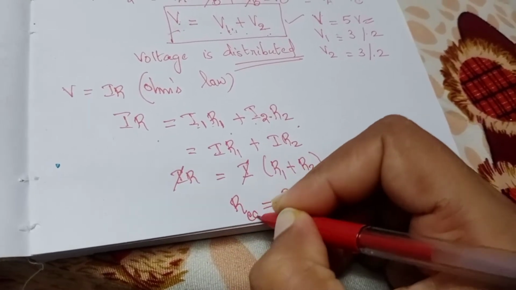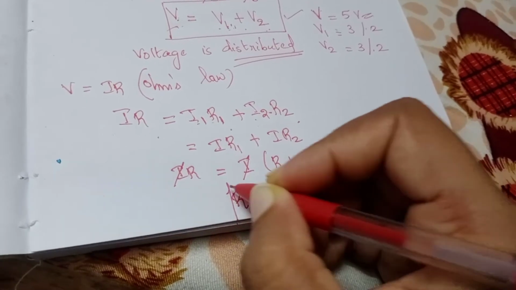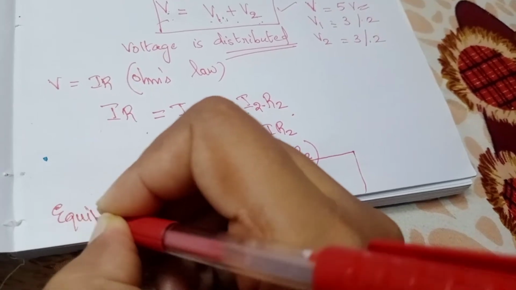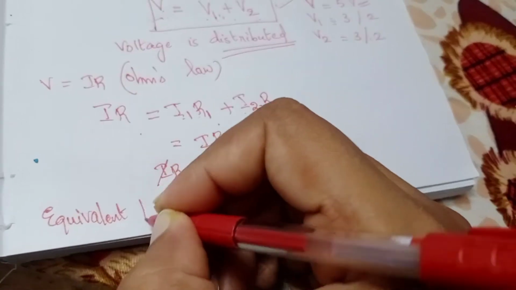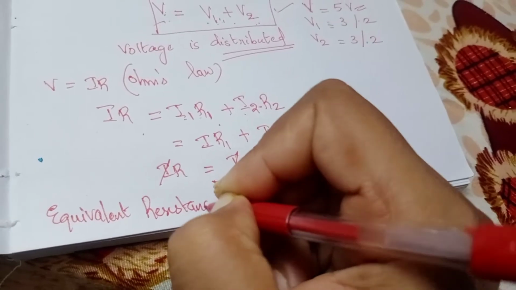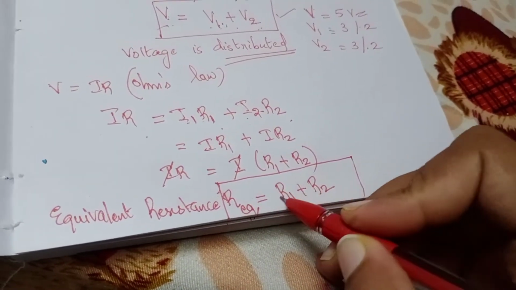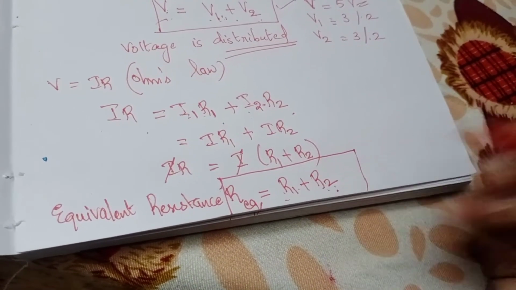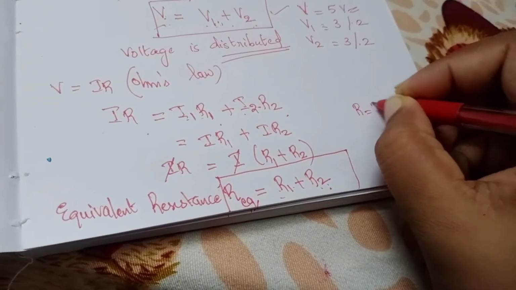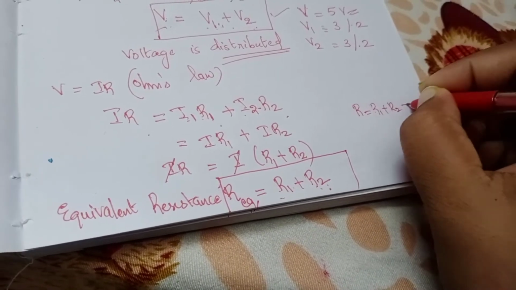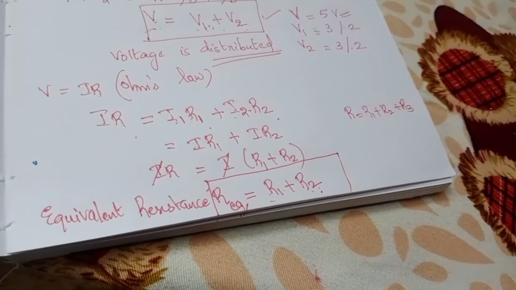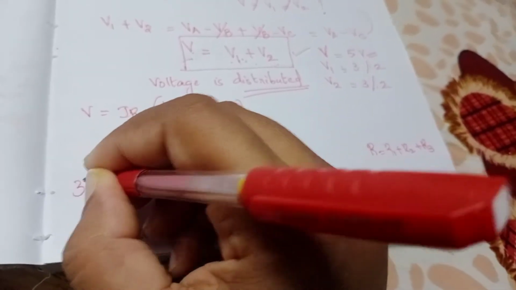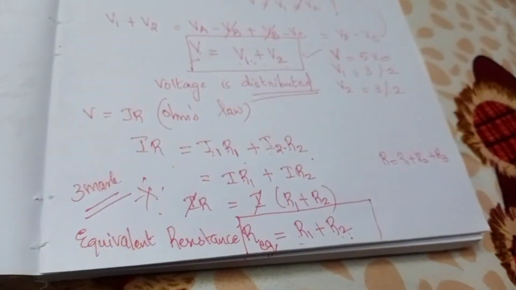Or we can say that R equivalent, the equivalent resistance in a series circuit, is equal to adding all the resistances connected in the circuit, that is R1 plus R2. If there are 3 resistors, we will write R is equal to R1 plus R2 plus R3. If they are 4, R1 plus R2 plus R3 plus R4, etc. Okay, so this is a very important 3-mark derivation for your CBSE board exam.